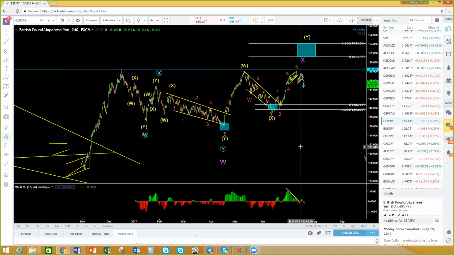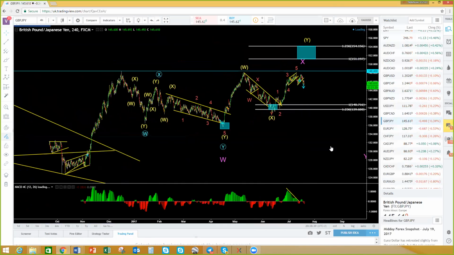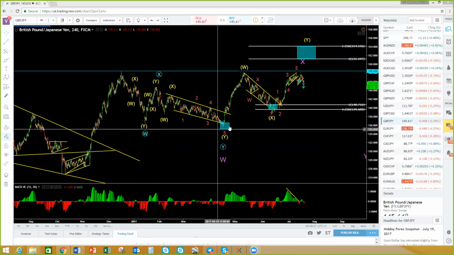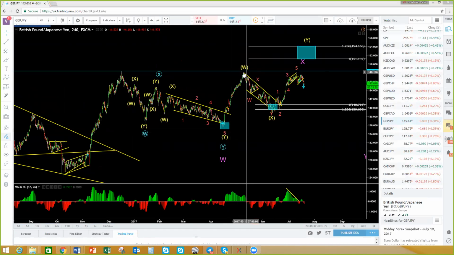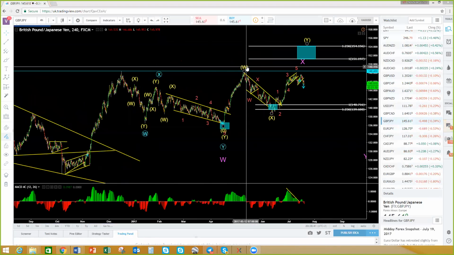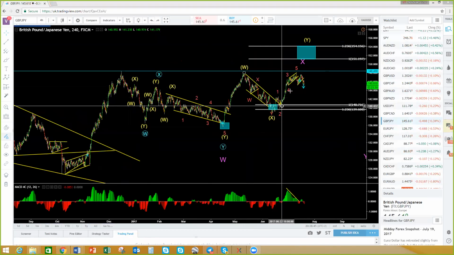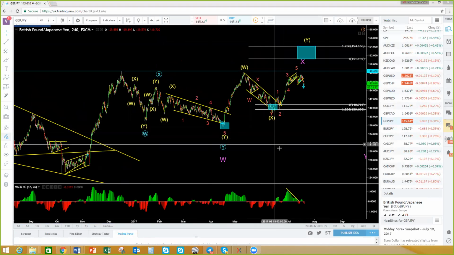You must always have a clear view of what is happening on the higher time frame. So this is what we have here. You can see that we had the swing here, and then we had this correction here. We actually traded this whole swing here for about 900 pips, this whole W. And then we waited for this correction, and then we took this trade again here.